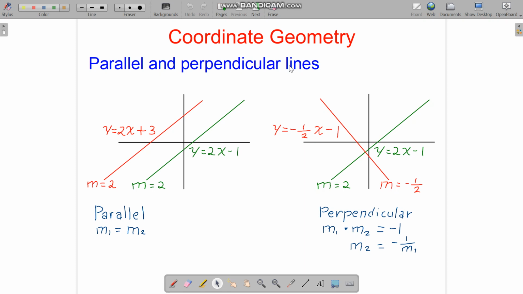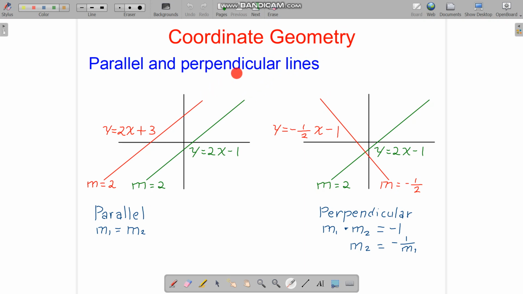Hello everyone, this video is about parallel and perpendicular lines. So we have the red line, y equals 2x plus 3. The gradient is of course 2, and y equals 2x minus 1, the gradient is of course 2. They are parallel because no matter how long you extend the line, they will never meet.